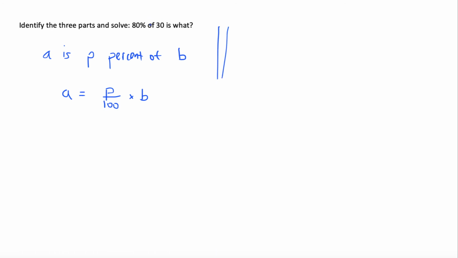So 80% of 30 is what? We can write this as: what is 80% of 30? Along these lines, what are the three parts? A is the unknown. We don't know that. Of course here P is going to be 80, and B is going to be 30. So once we've identified the three parts, now we can plug them into this formula.